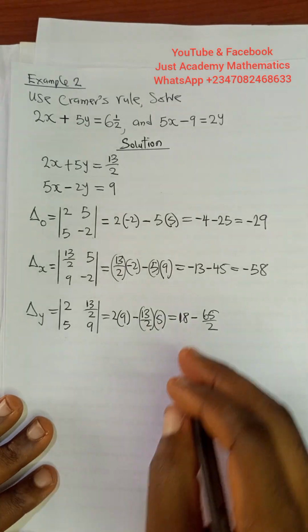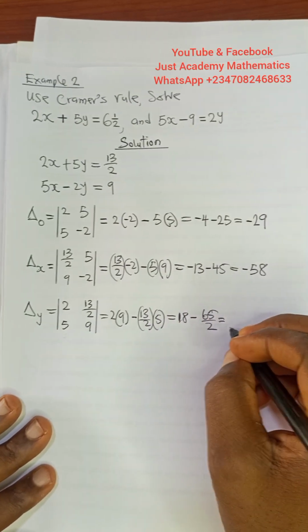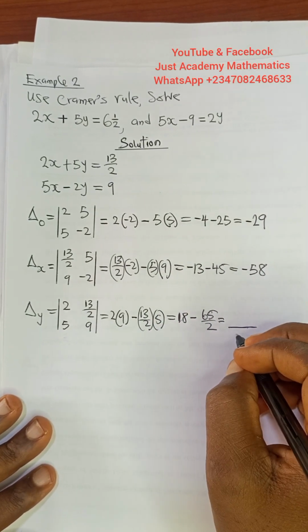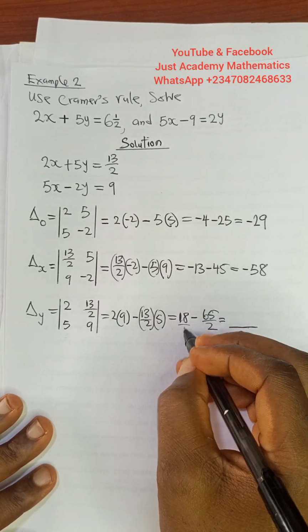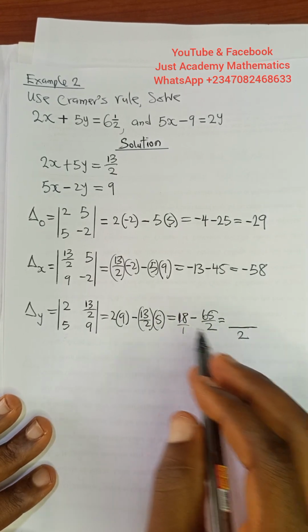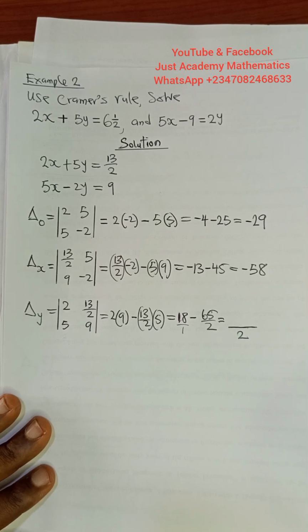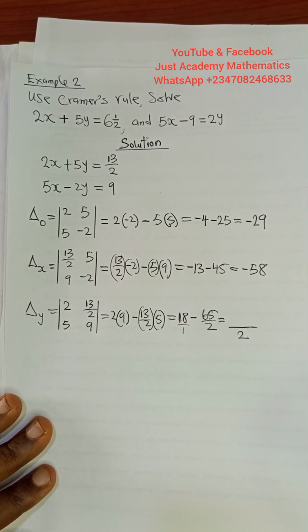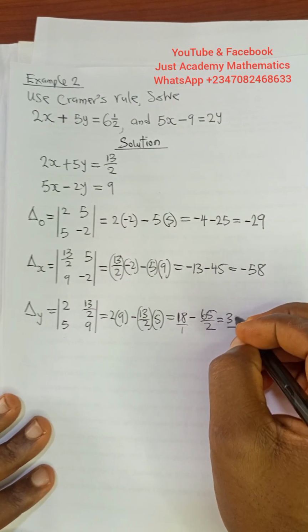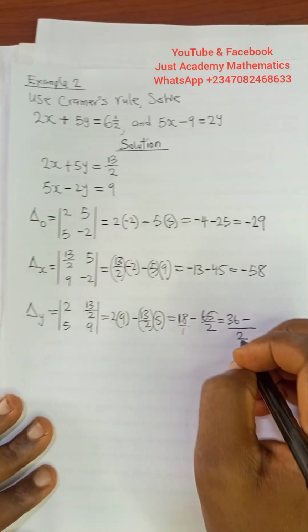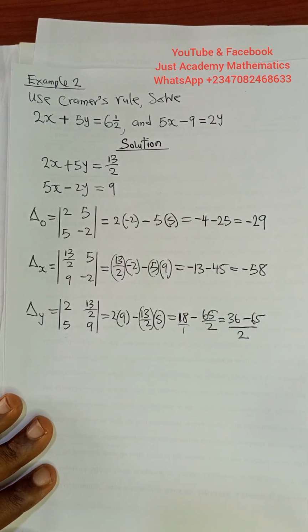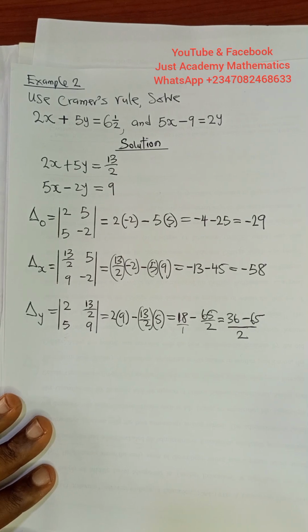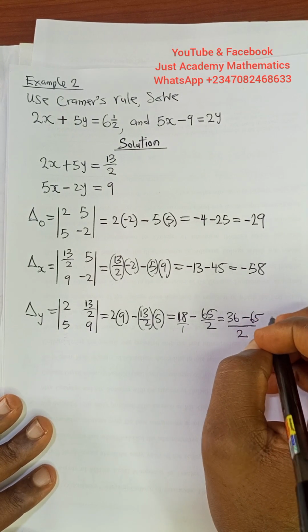So we have a small fraction to operate there. And what's the LCM? The LCM should be 2. There is 1 under here now, of course. 1 into 2, 2. 2 times 18 is 36. So you have 36 minus 2 into 2, 1. 1 times 65, 65. So you now have 36 minus 65, which will give us minus 29 over 2.